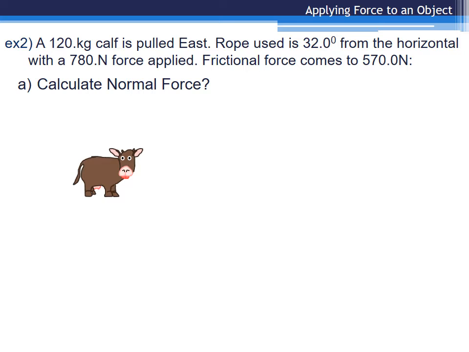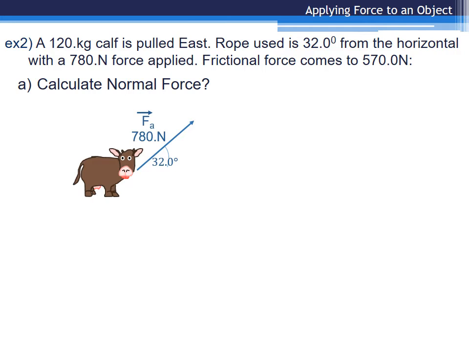Example 2. I've got a calf and he's being pulled east. The rope used is 32 degrees from the horizontal and he's being pulled with a force of 780 newtons. So there's a rope around this calf. He's getting pulled east with a force of 780 newtons. We said that the rope is 32 degrees from the horizontal.